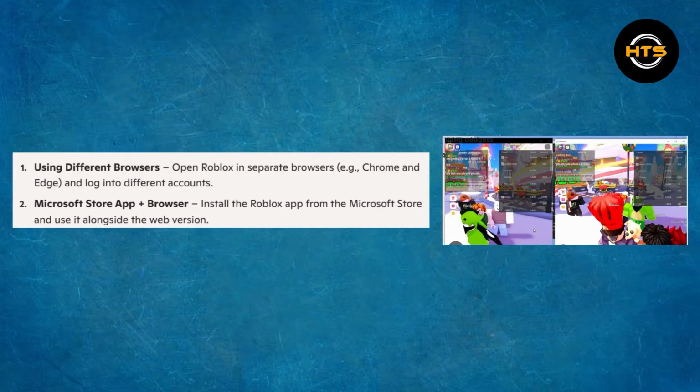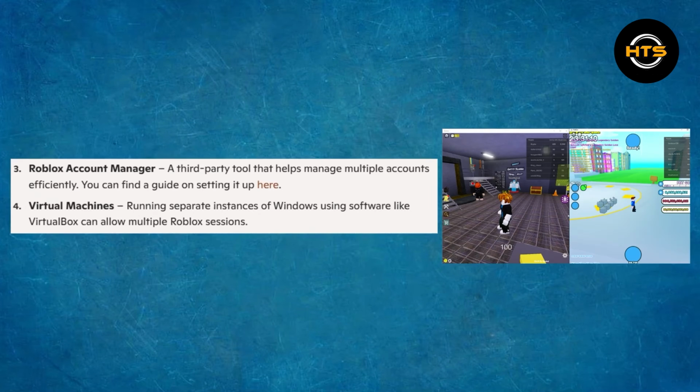Open Roblox in separate browsers and log in to different accounts. Now, install the Roblox app from the Microsoft Store and use it along with the web version, or a third-party tool that helps manage multiple accounts efficiently. You can find a guide on setting it up here.